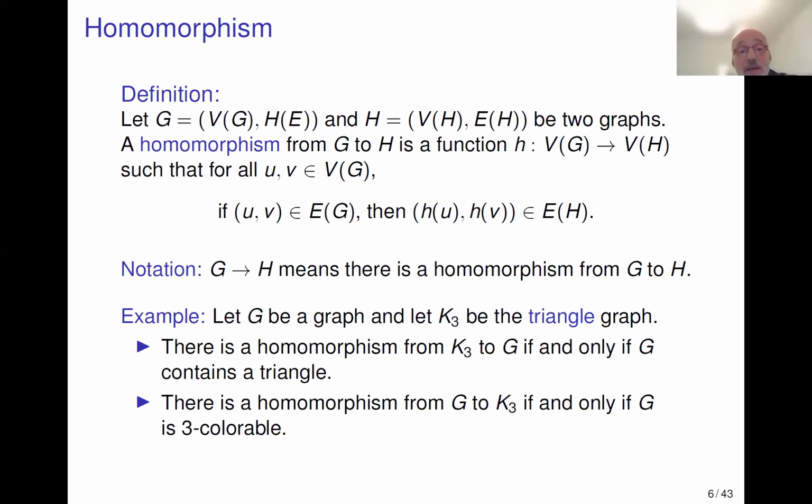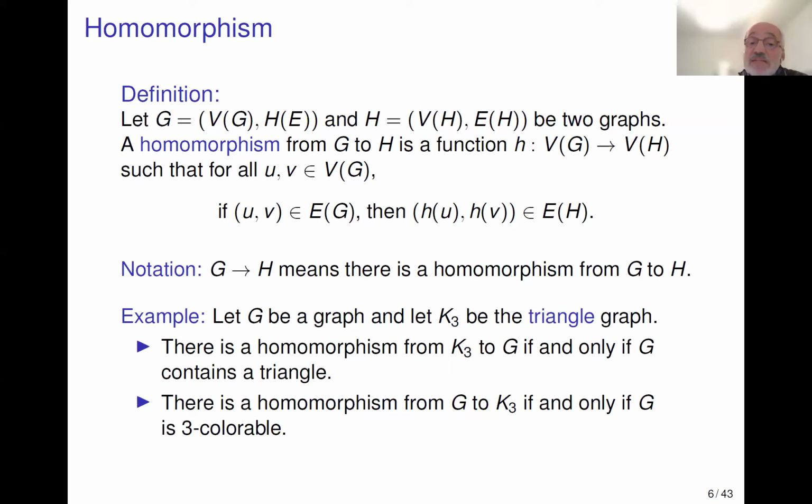Now, let's look at some examples that will keep us busy. I'll come back to these examples from time to time. Suppose I have a graph, and let K3 be the triangle graph, the clique with three elements. Then it is easy to verify that there is a homomorphism from the triangle graph to the arbitrary graph G if and only if G contains a triangle.